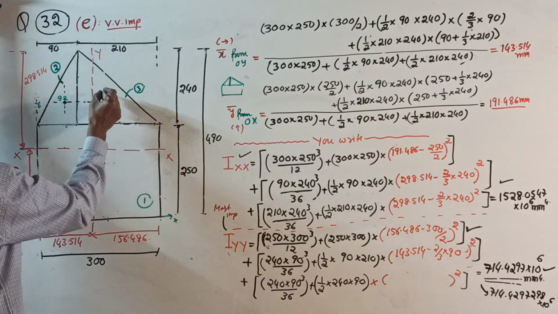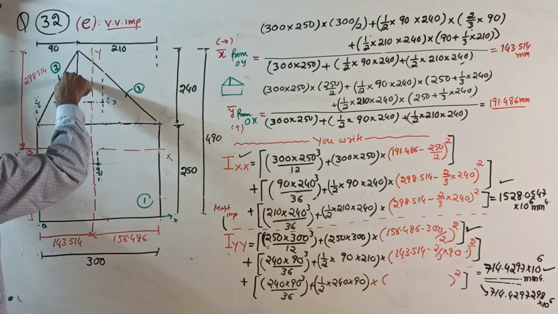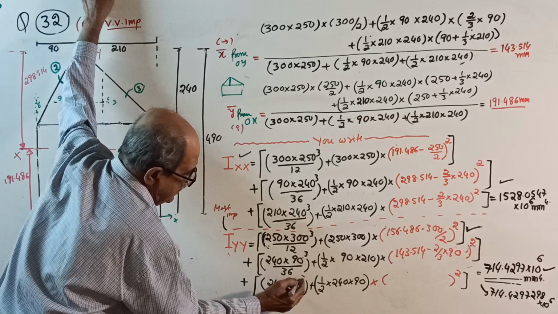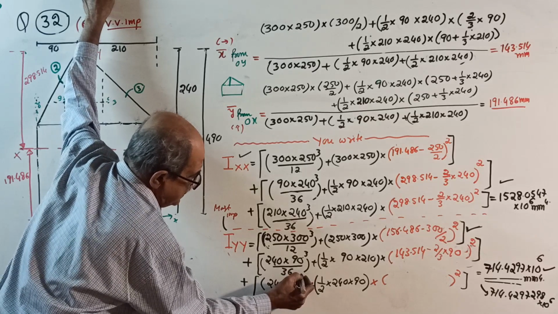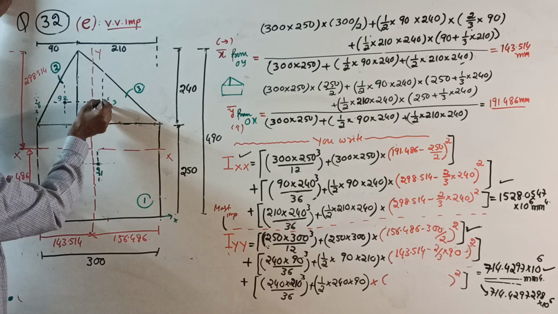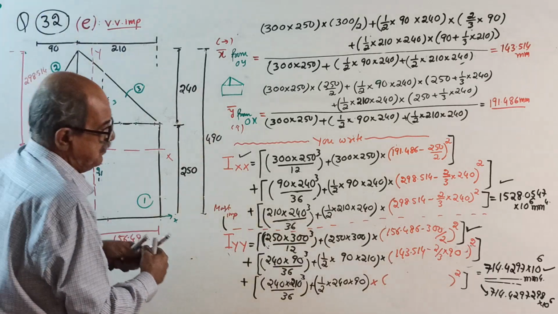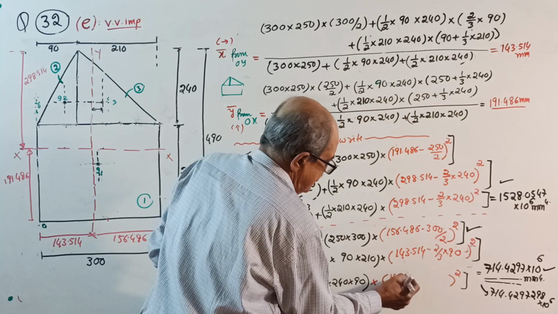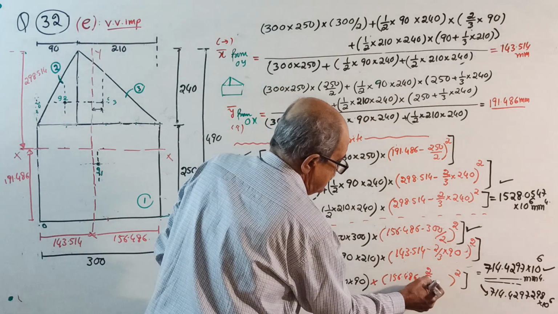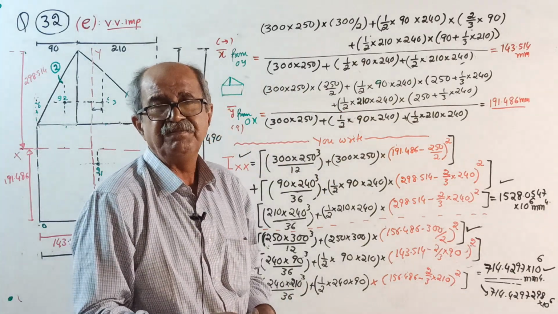Lastly, here, I about its own centroidal axis, parallel to YY. 240 into 210 cube, I forgot to change it, 240 into 210 cube by 36 plus area into, see, this distance square. That distance is 156.486 minus 2/3 of 210, 2/3 of 210 whole square. Answer will come same as last time.